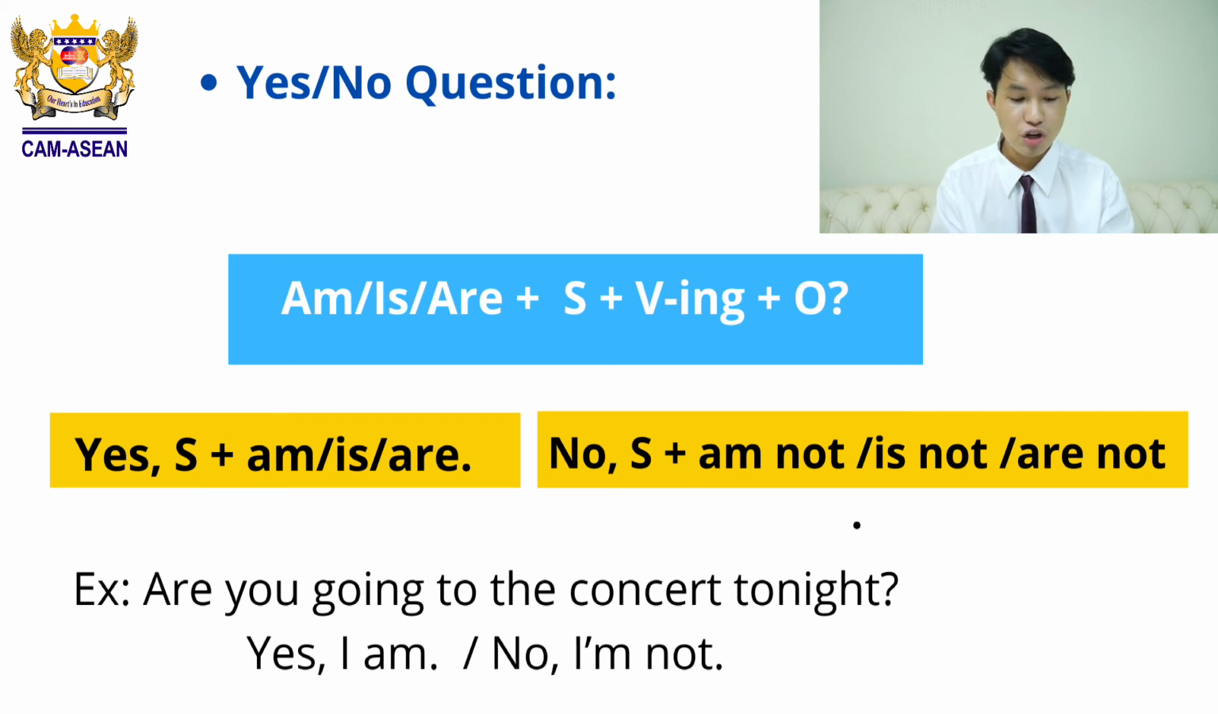So let's look at the structure together. Are, and then followed by subject, which is you, and then followed by the verb go, but need to add ing, right? So it becomes going to the concert tonight, alright? It could be an object, right? And the answer is yes, and then comma, and then the subject I, and followed by am. Or no, comma, followed by am not, okay?